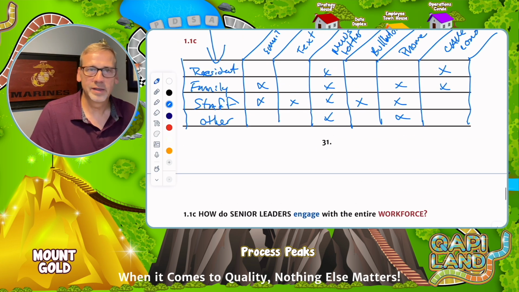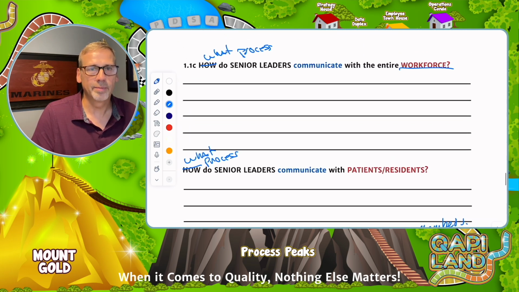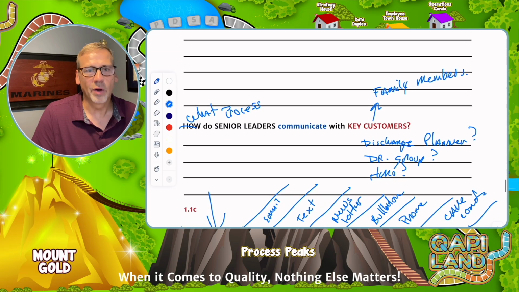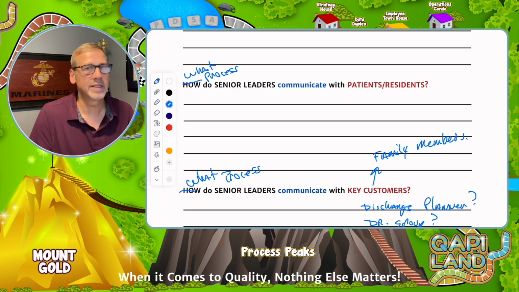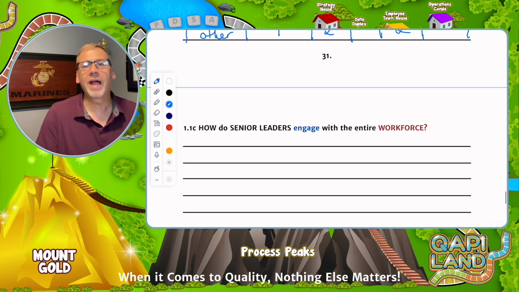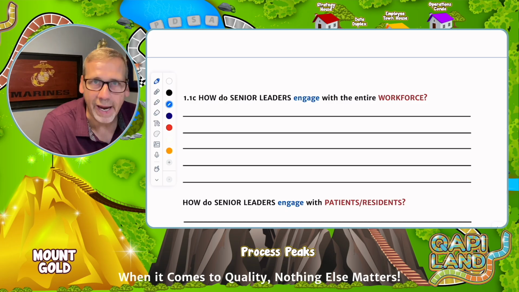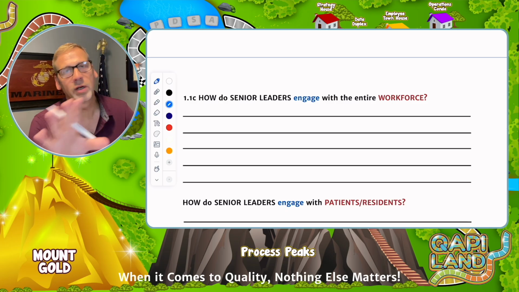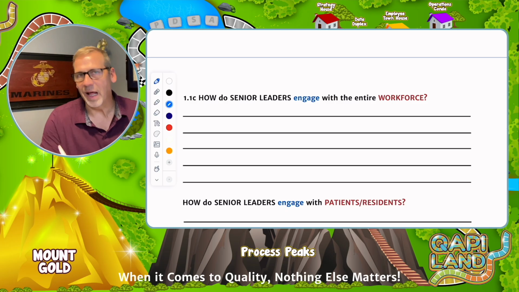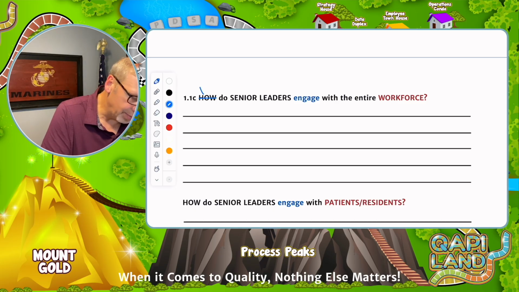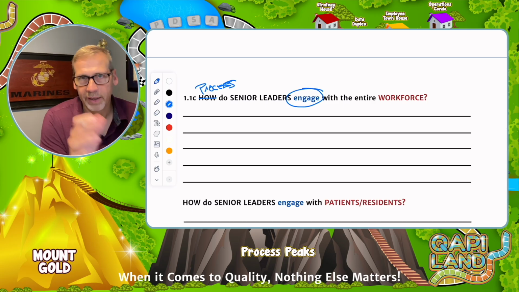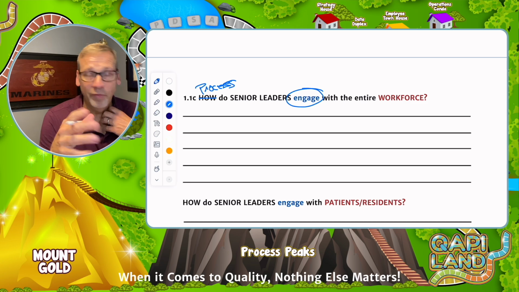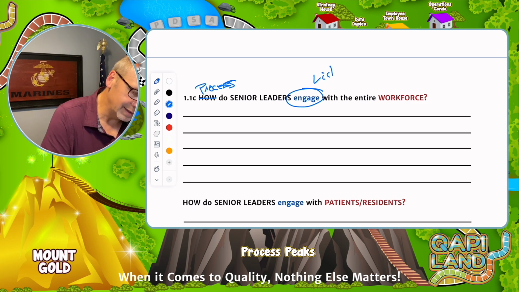These are both 1.1c. So I broke it up because I wanted to show this is how do senior leaders communicate. But the question is, how do senior leaders communicate and engage? They're two different questions. So I wanted to break it out so that you can see it's the process and engage. And when I think of the word engage, this is just me and it might be helpful to you, I think of the word listen.